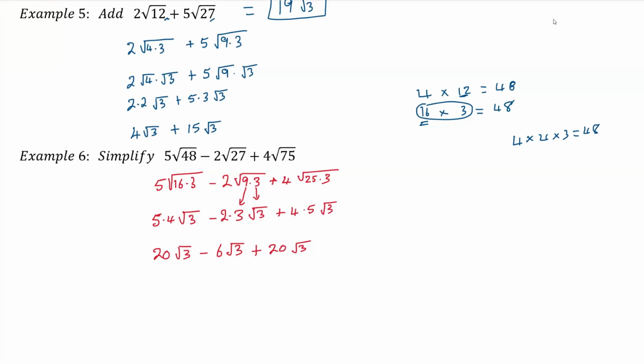All right, so since the 20 repeats itself, well, might as well add those together. So 20 plus 20 is 40 square root of 3 minus 6 square root of 3. So you subtract 6 from 40, then you're left with 34. So 34 square root of 3 is the answer.